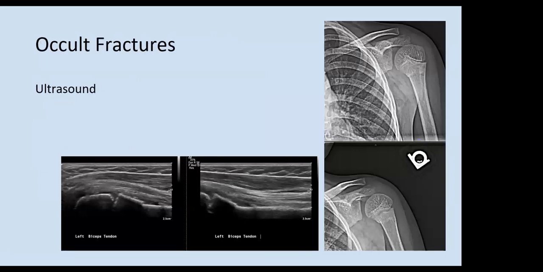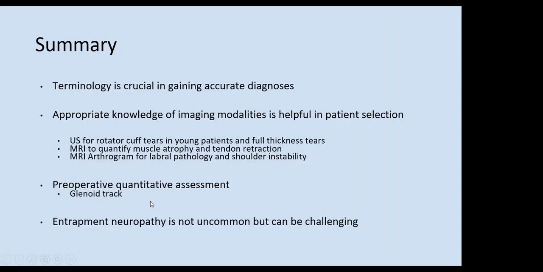This is an interesting case I saw last week. The patient presented with shoulder pain after a fall, no x-rays. So we did the ultrasound scan and we saw this cortical break in the proximal humerus. Then we requested x-rays and we saw the fracture. So remember, sometimes on ultrasound scan, you can actually see fractures. So be mindful of that.